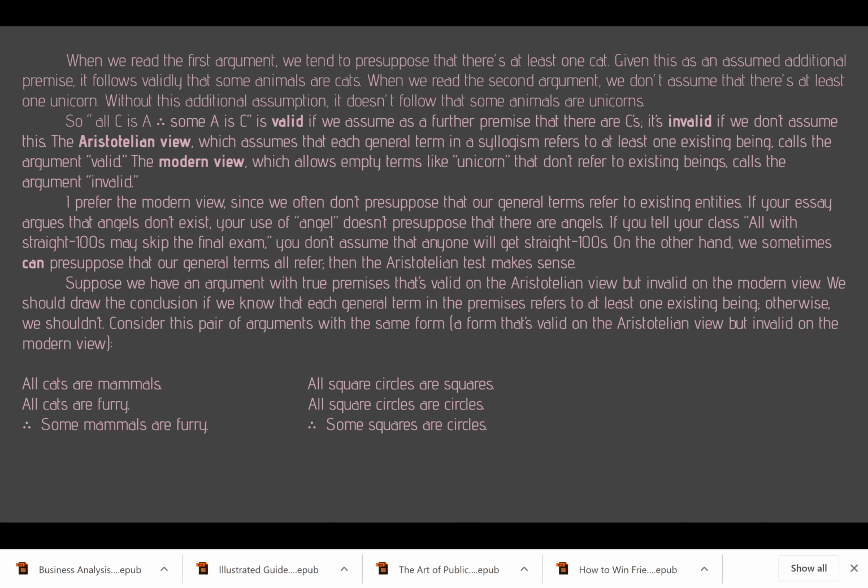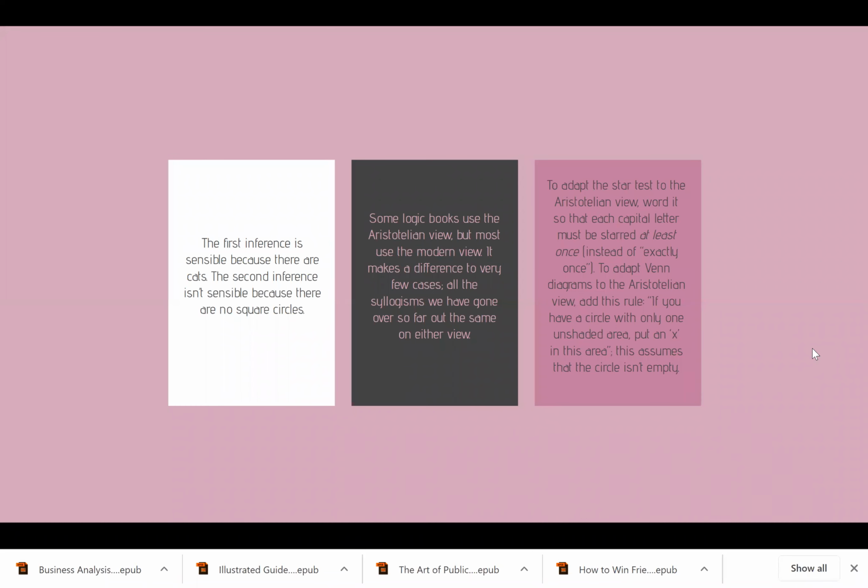Consider this pair of arguments with the same form, a form that's valid on the Aristotelian view, but invalid on the modern view. All cats are mammals. All cats are furry. Therefore, some mammals are furry. And the second one says, all square circles are squares. All square circles are circles. Therefore, some squares are circles. The first inference is sensible because there are cats. The second inference isn't sensible because there are no square circles.